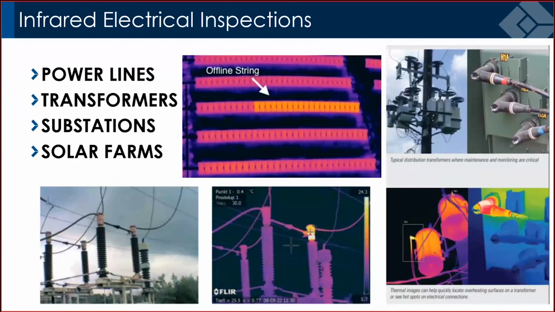Getting into some of our infrared capabilities: power lines, transformers, substations, solar farms. So any of these electrical applications, we could utilize these, right? We can identify these hotspots to note any abnormalities or areas of concern. Okay, clearly you can see if something's not working right. The heat that it's generating will help visualize and isolate those areas.